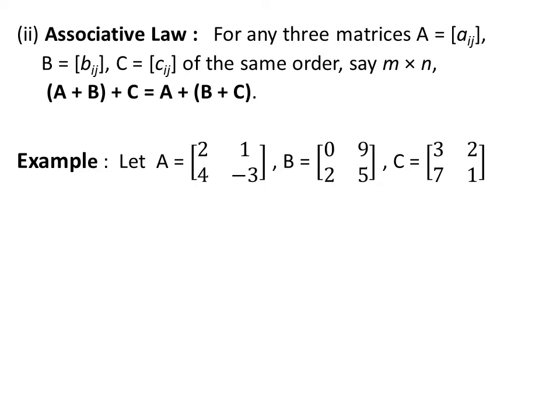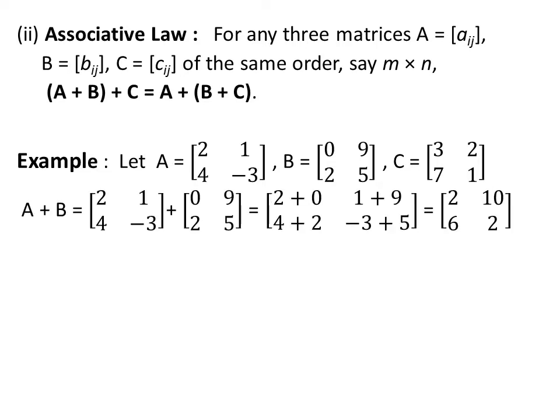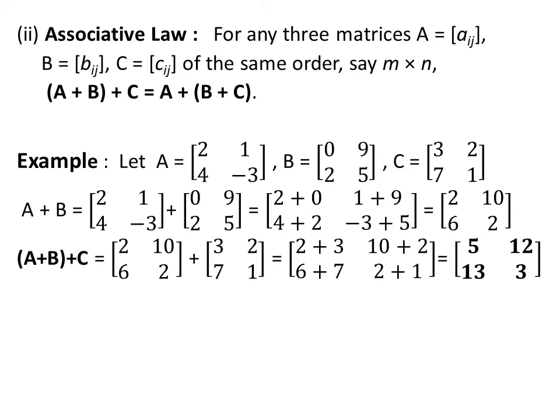For the left hand side of the property, first we add matrices A and B. For that, add the corresponding elements of matrices A and B. After adding, we get a matrix with elements 2 and 10 in the first row, 6 and 2 in the second row. Now we add matrix C to the matrix obtained as A plus B. Add the corresponding elements of these two matrices, A plus B and C. We get a new matrix with elements 5 and 12 in the first row, 13 and 3 in the second row.